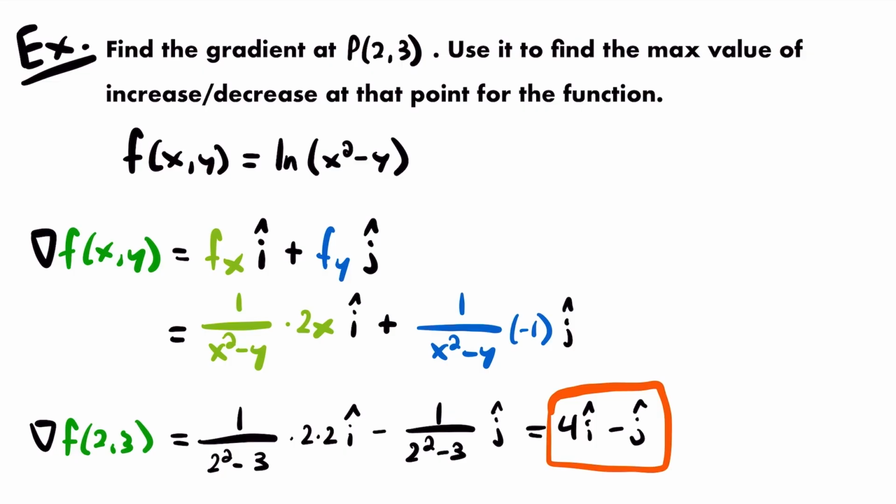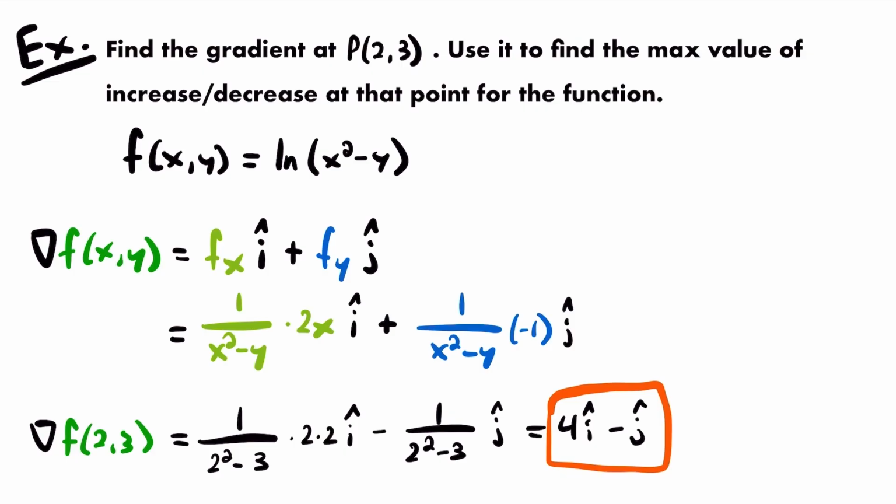And if you wanted to, you could take this gradient vector and dot product it with any unit vector you like, and you'd be able to find the directional derivative or the slope in the direction of that unit vector at that point on the surface. But that's not what we have to do here in this example.